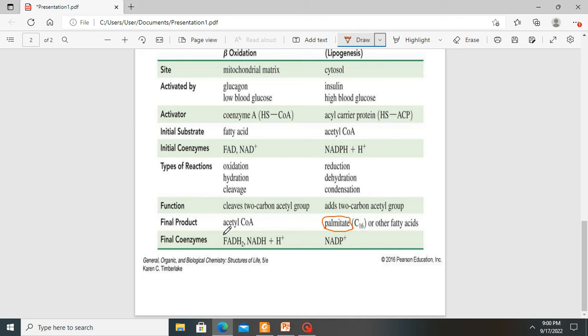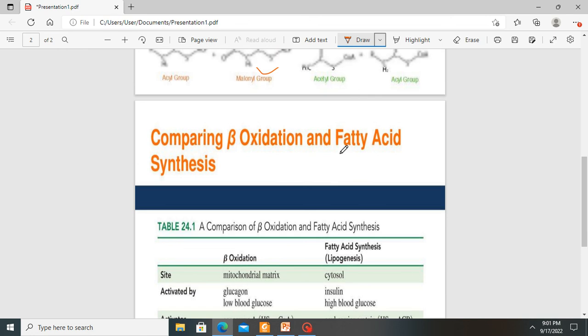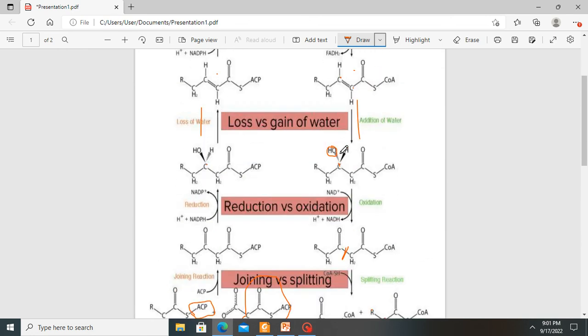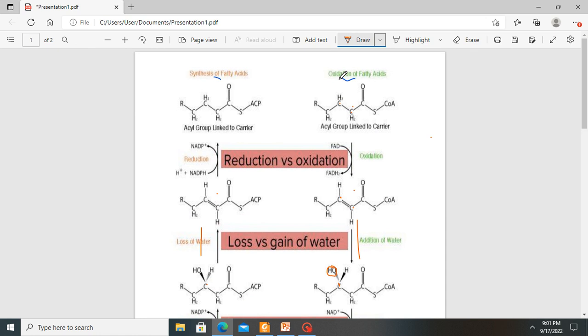Then the final coenzymes we get at the end of beta oxidation are FADH2 and NADH. But for fatty acid synthesis, we get NADP+, the oxidized form of NADPH. So this is how we can compare fatty acid synthesis and beta oxidation. The two are opposing pathways that occur in different locations in the cell, based on different levels of glucose in the body, or in response to different hormones, being insulin in the case of fatty acid synthesis, or glucagon in the case of beta oxidation.